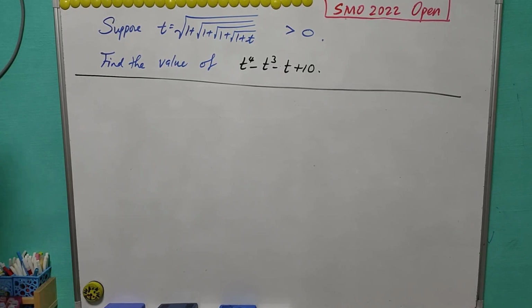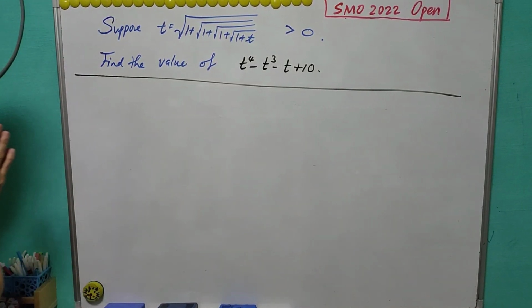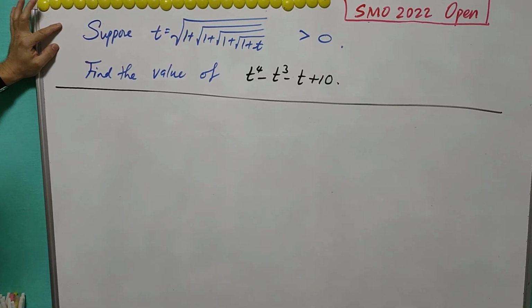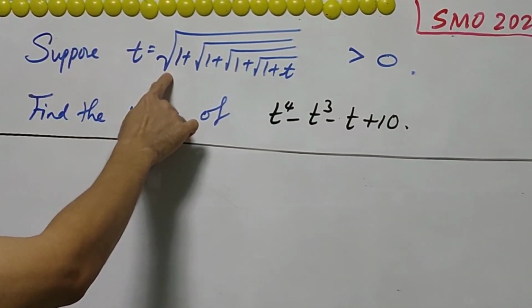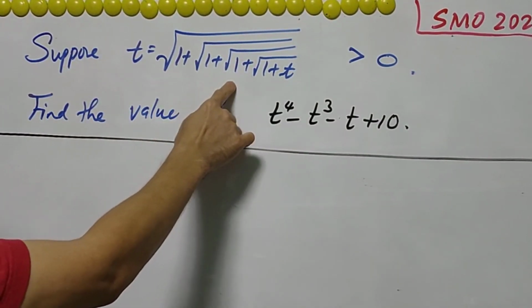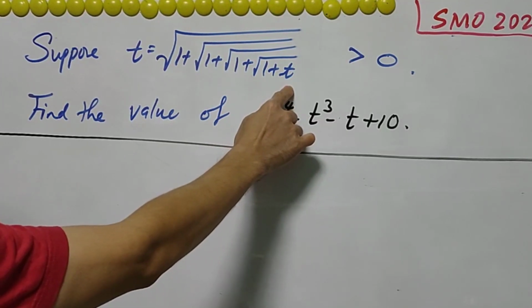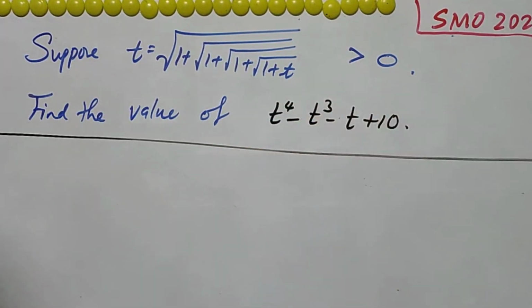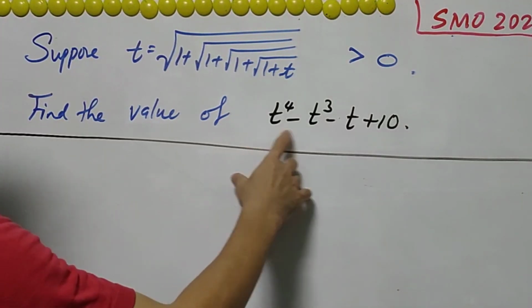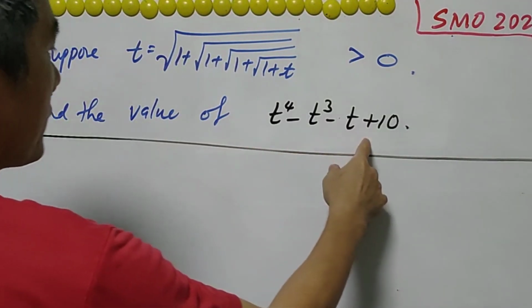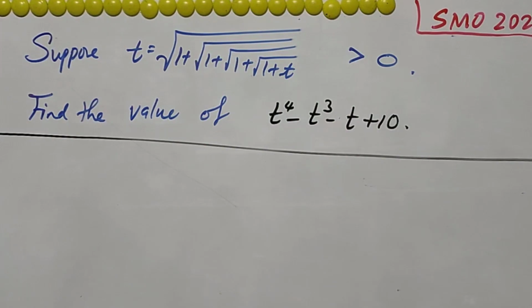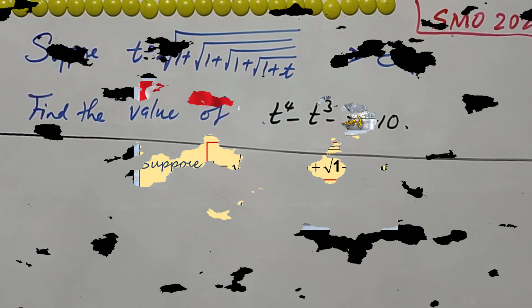Today, let's look at this question from SMO 2022 open section. Suppose t is equal to the square root of 1 plus the square root of 1 plus the square root of 1 plus the square root of 1 plus t, and given that this is positive. Then we are asked to find the value of t to the power 4 minus t to the power 3 minus t plus 10. Please have a good try before you look at the answer.